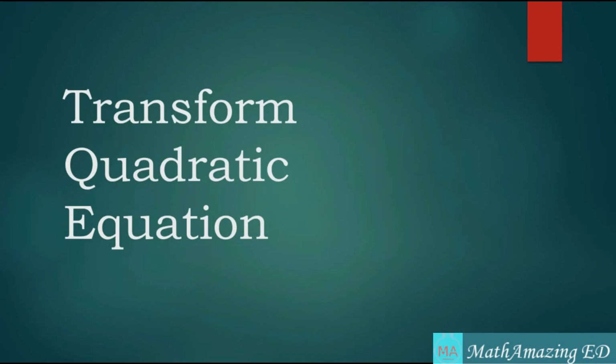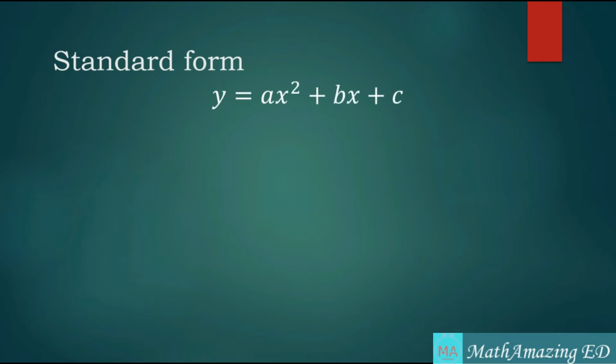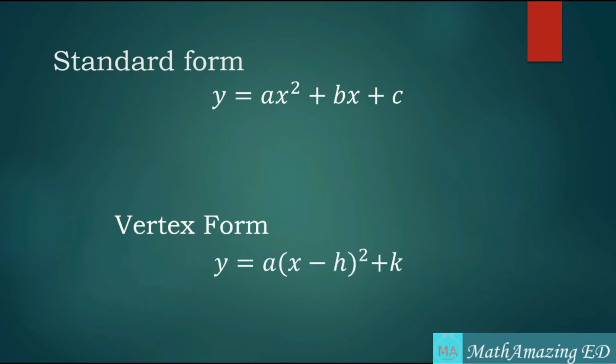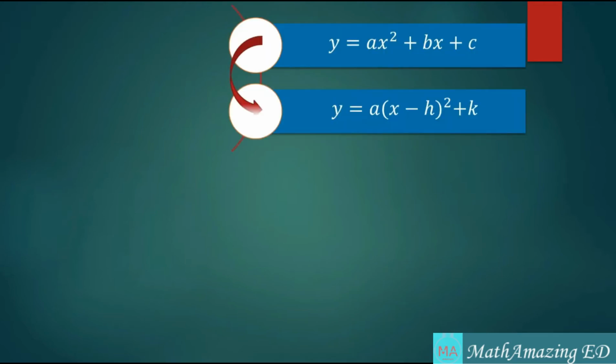How do we transform a quadratic equation from standard to vertex form? Take note that the standard form of the quadratic equation is y = ax² + bx + c, and its vertex form is y = a(x − h)² + k. These are the three steps in transforming from standard form to vertex form.